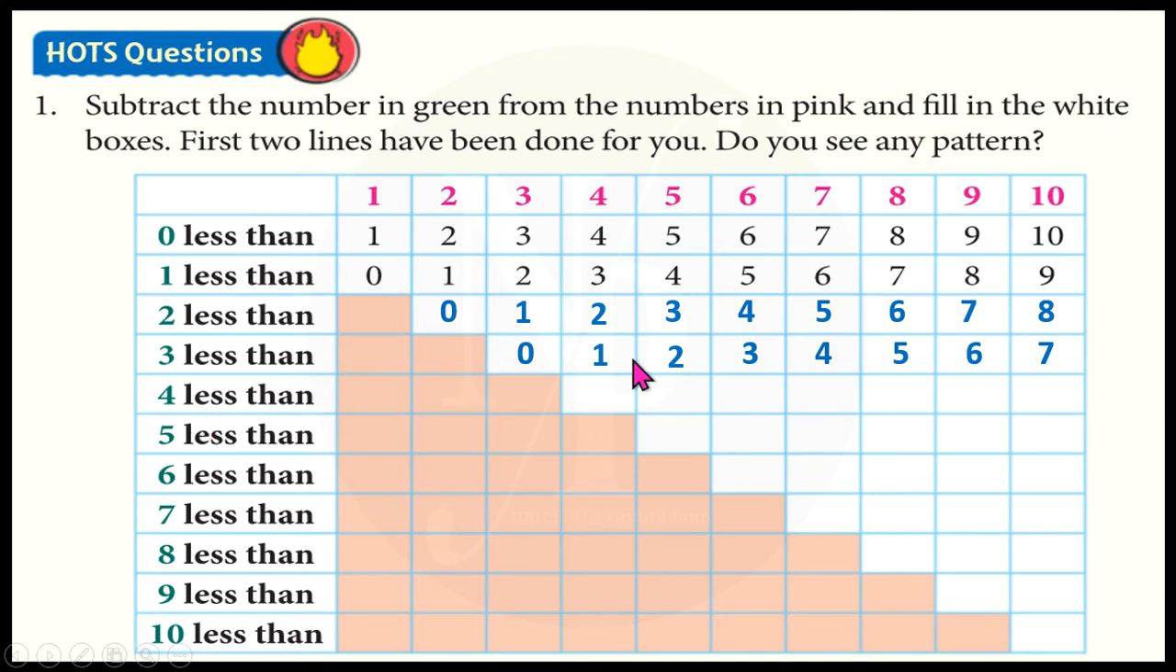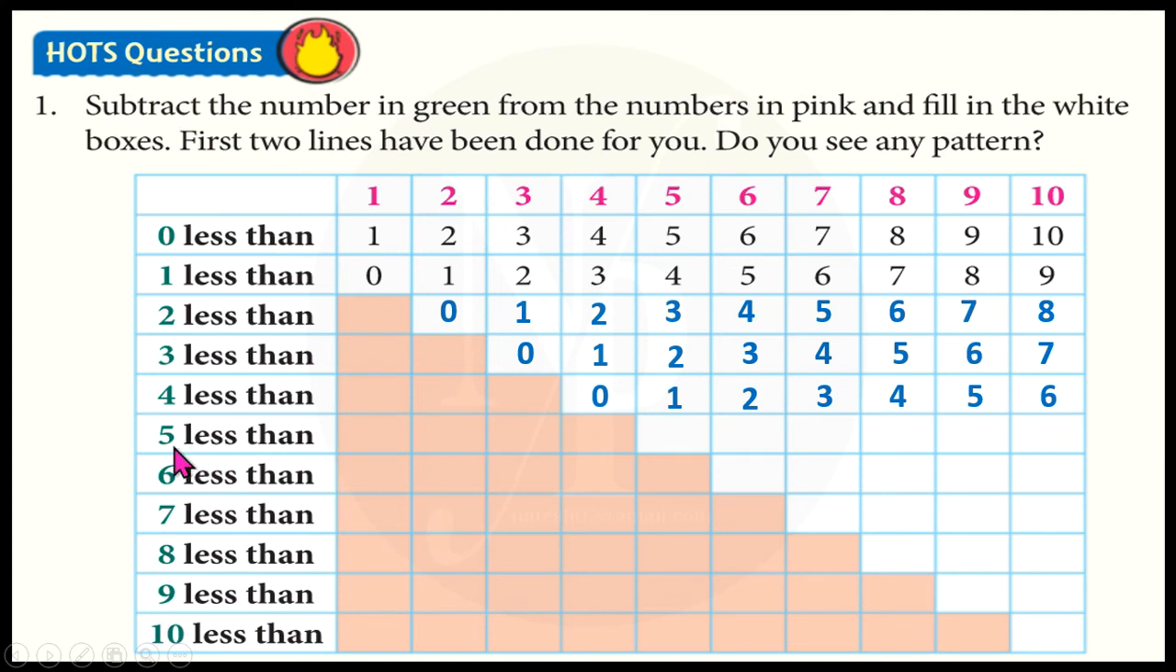Here 4 less than 4. Subtracting 4 from 4 we get 0. And subtracting 4 from 5 we get 1. 4 less than 6 is 2. 4 less than 7 is 3. And 4 less than 8 is 4. 4 less than 9 is 5. And 4 less than 10 is 6.